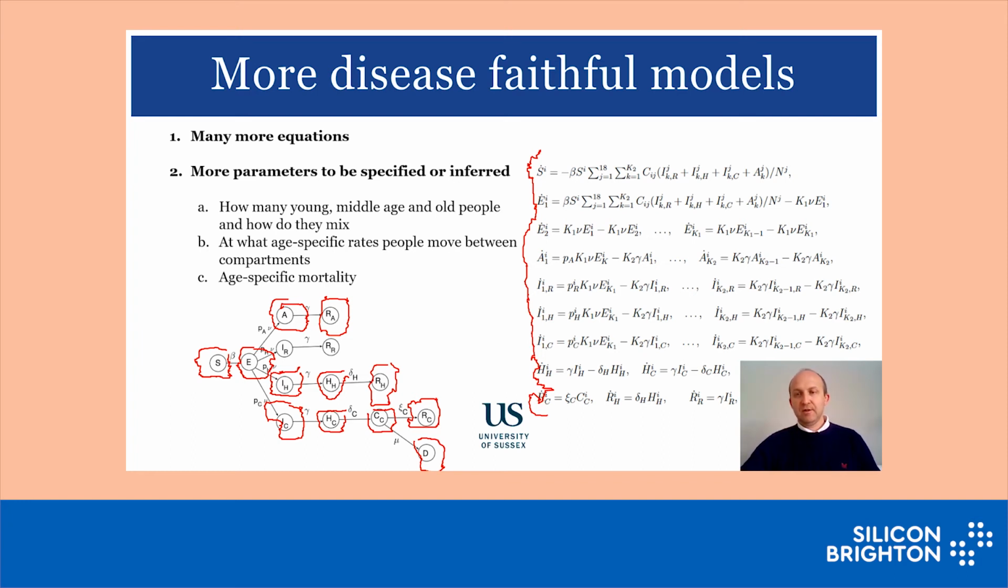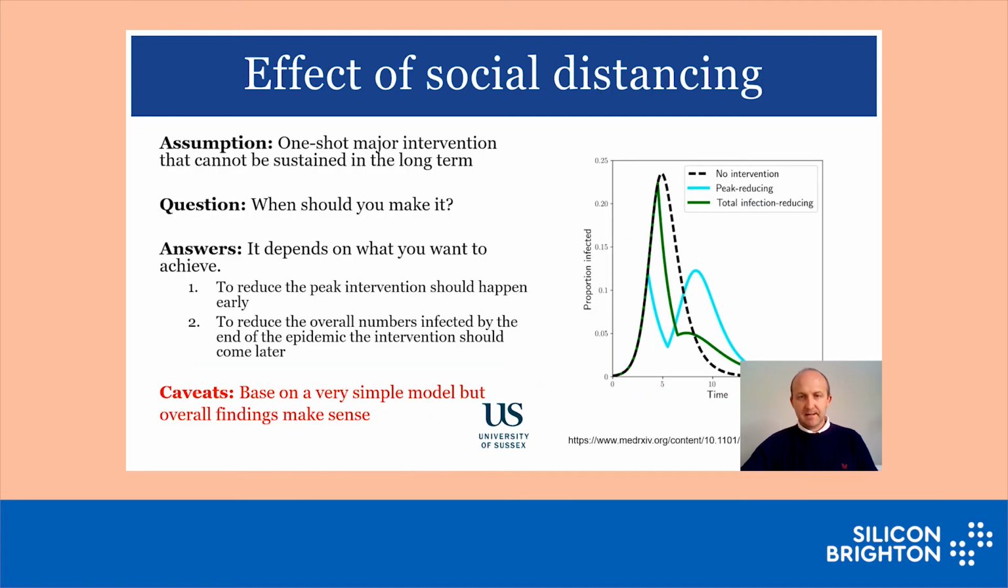So overall, if we want to increase the accuracy of the model, then we are going to pay the price of having more and more equations with more and more rates and parameters that we need to either infer or get information about. And obviously then the uncertainty and the sensitivity of the model becomes very important.